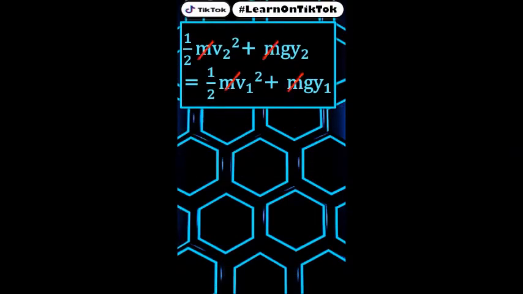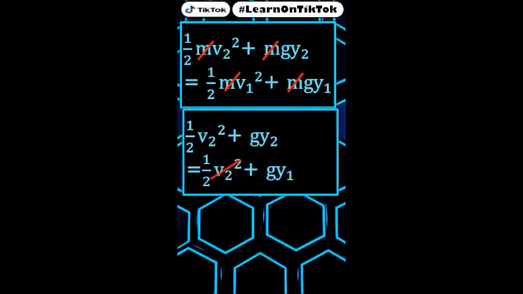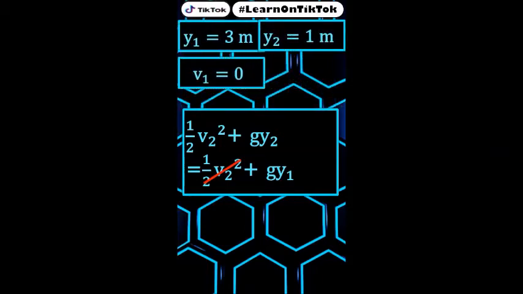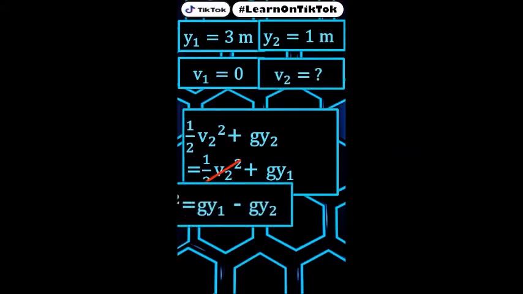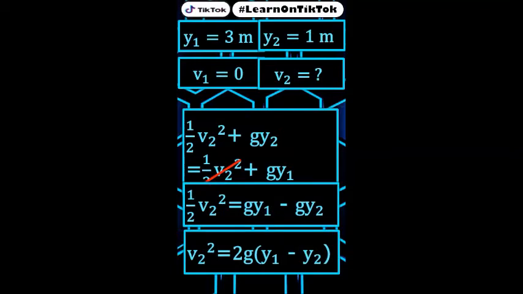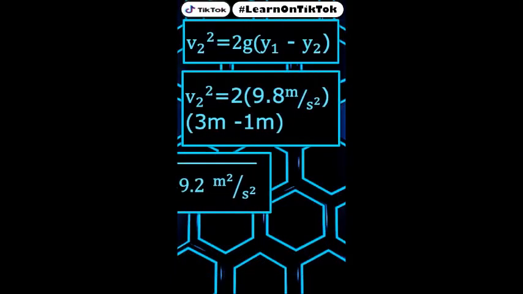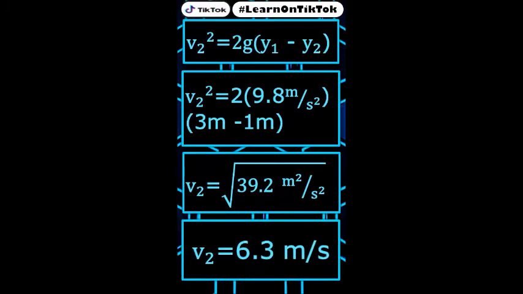We can cancel out the mass m since it does not change throughout the process. The initial height is 3 meters, while the final height is 1 meter. The initial speed is equal to 0. We are asked to calculate the final speed. The equation now looks like this. We have to substitute the given to calculate the speed at 1 meter. It is equal to 6.3 meters per second.